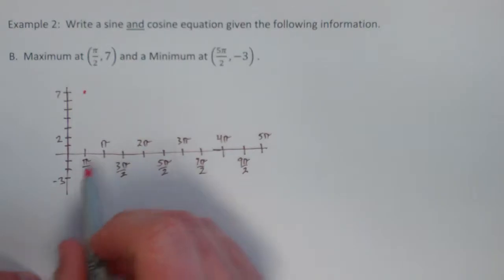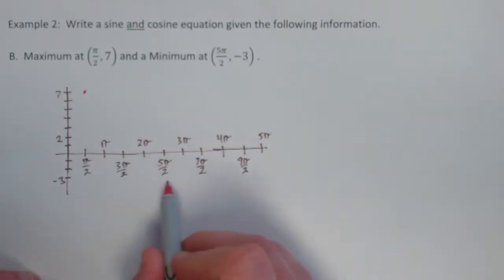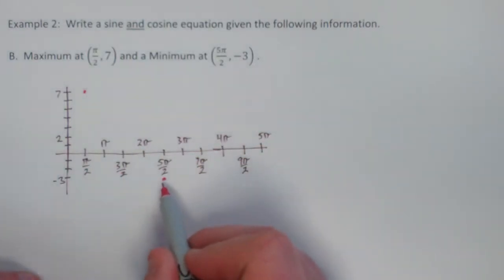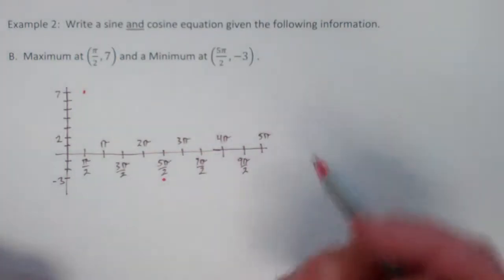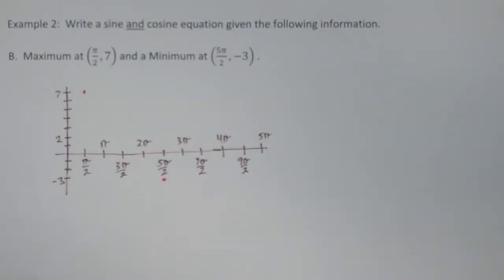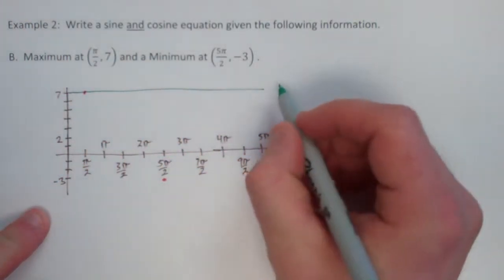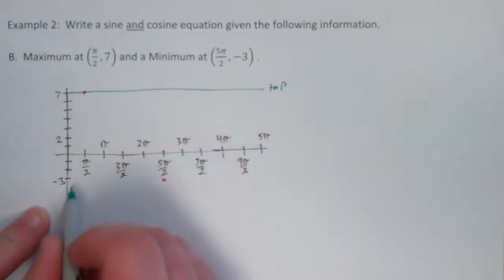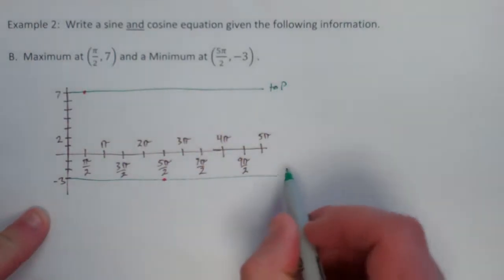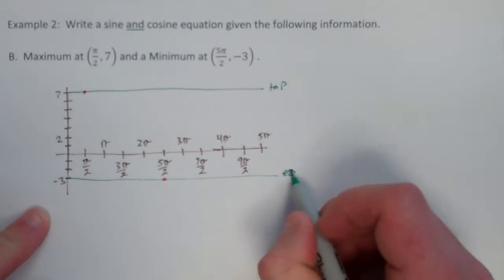The minimum is at 5 pi over 2, negative 3. So here's negative 3, and there's 5 pi over 2. We now can draw our top line, bottom line, and midline. So the top line is going to go right through 7. The bottom line is going to go right here through negative 3. Oops, that'll be the bottom line.